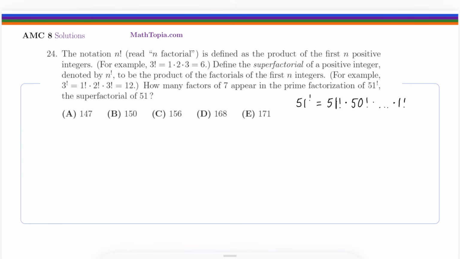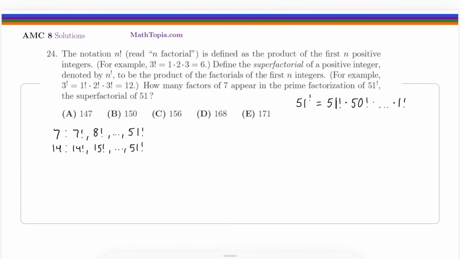Now, clearly by the answer choices, there's going to be a lot of 7s in this prime factorization, so I'm going to start from a foundation and build upwards. The first time that we reach a 7 will be with 7 factorial, and we'll have this 7 in 7 factorial, 8 factorial, all the way up to 51 factorial. The next additional 7 that we will get is 2 times 7, or with 14. This additional 7 will be in 14 factorial, 15 factorial, all the way up to 51 factorial.